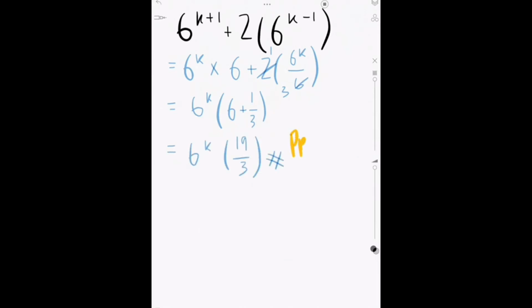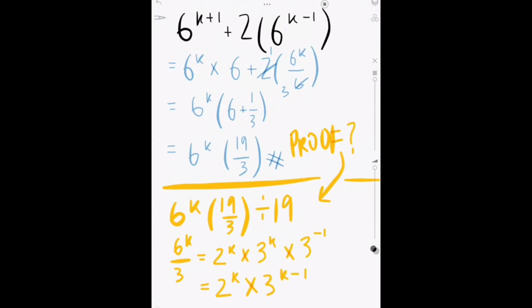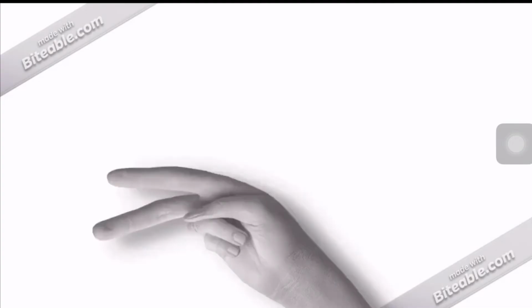Just to prove that this expression is divisible by 19, we'll try to divide it by 19. After dividing, we'll get 6 power of k over 3, which also equals 2 power of k times 3 power of k times 3 power of negative 1. As you can see here, everything is an integer and there is no remainder when we divide our expression by 19. This proves that the final answer we got earlier is definitely divisible by 19 for any value of k.